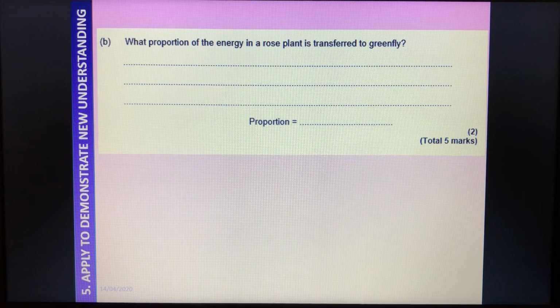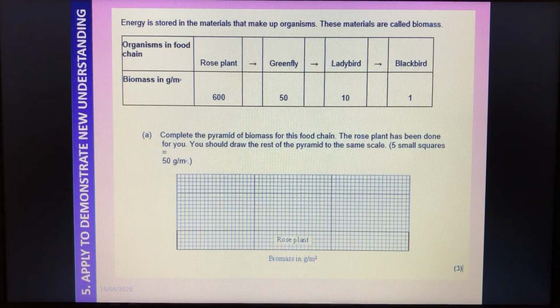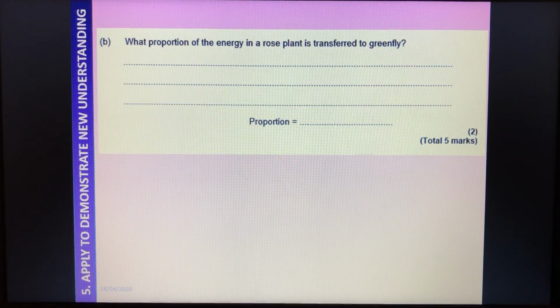What proportion of the energy in a rose plant is transferred to the green fly? I'm going to give you a chance to do this. What proportion of the energy from the rose plant gets into the green fly? So we've got the rose plant is 600. That's how much energy it's got. Well, it's how much biomass, but we can relate that to how much energy it's got. Only 50 of it goes into the green fly. Okay, so think about 50 out of 600, and try and figure that one out. If you need extra time, pause now.